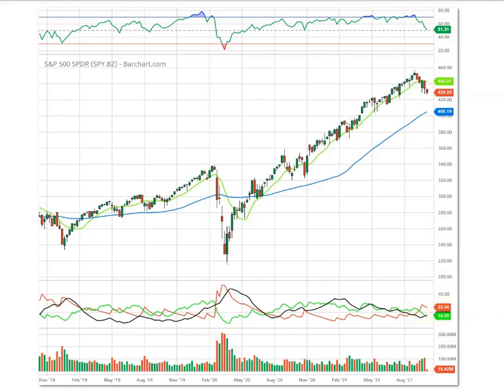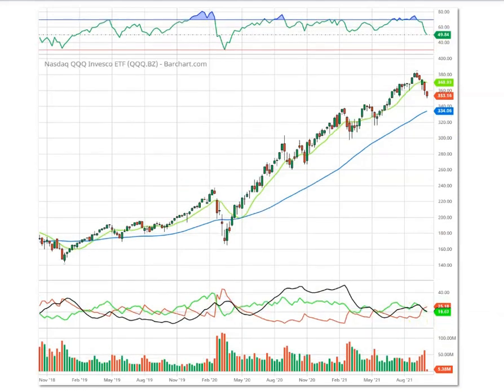Okay, let's take a look at the Qs. QQQ representing the NASDAQ. We see a very similar chart pattern. However, there has been a little bit more of a sell-off with the Qs. The RSI is below 50. We're now at 49.84. That's negative. We are currently below the 50-day moving average, and it's sloping downwards.